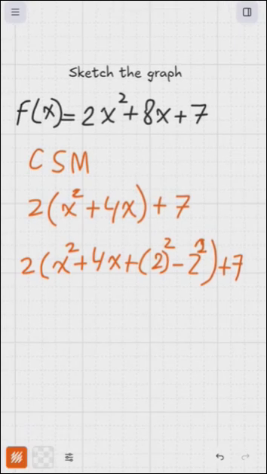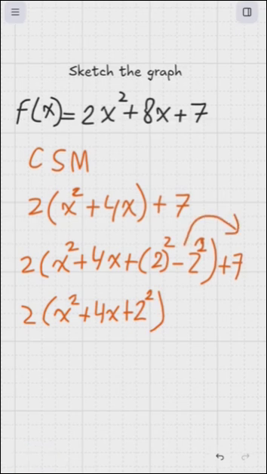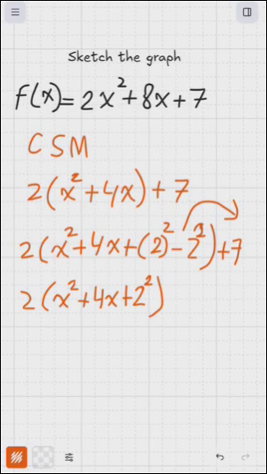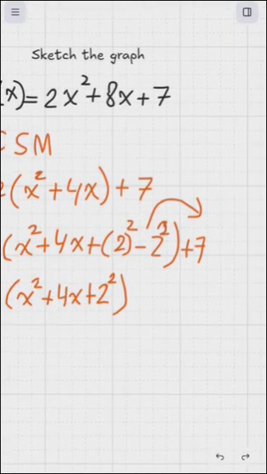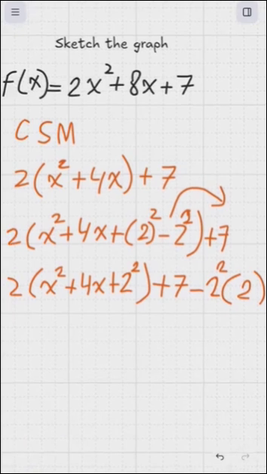Okay, now in the third step, x squared plus 4x plus 2 squared. Now I'm going to take this negative 2 squared out of the bracket, but it is not alone. Keep in mind this 2 is also multiplied inside the bracket, so it should come out with it. Okay, so plus 7 as it is. Now since I am going to take this minus 2 squared out, it is minus 2 squared, but the 2 that is multiplied at the beginning of the bracket will also be with it.